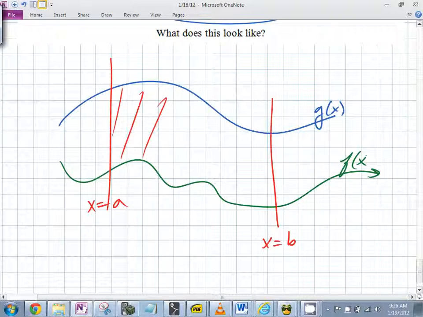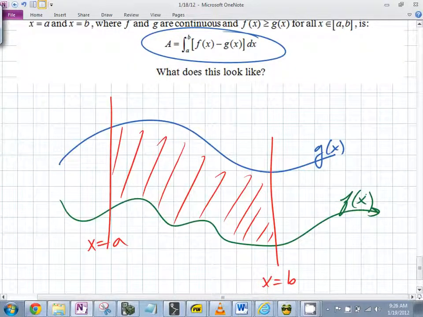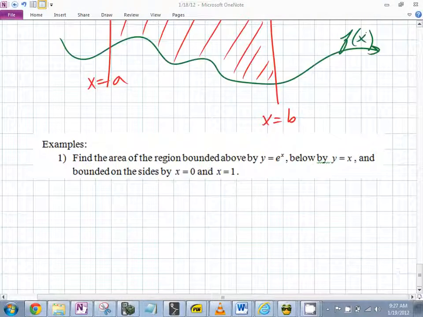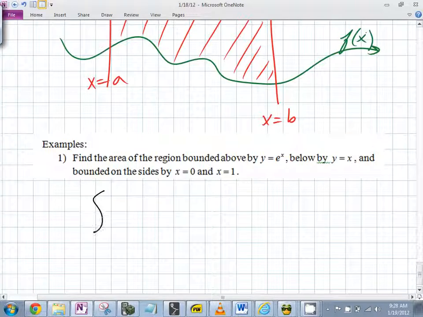What are some things you have to be careful of if you're finding the area between two functions? What's one thing you think might be a problem or a mistake people make? If I just gave you two functions and said, what's the area enclosed between these two functions, what do you have to be careful of? What's the lower limit of integration in this case? Yeah, 0. And what's the upper limit of integration? 1. What's the upper function? And what's the lower function?